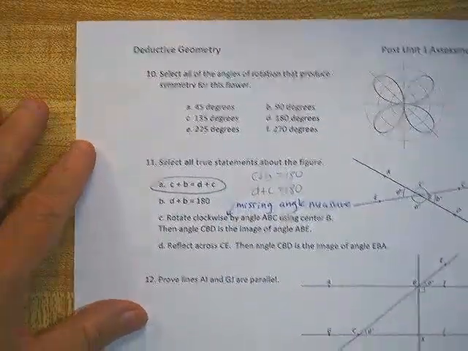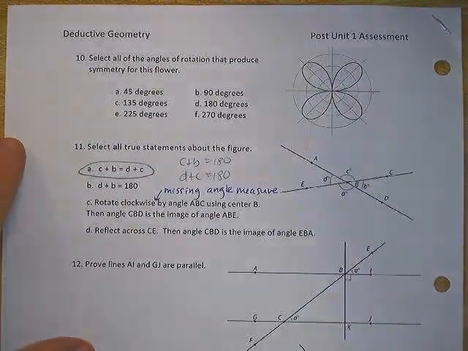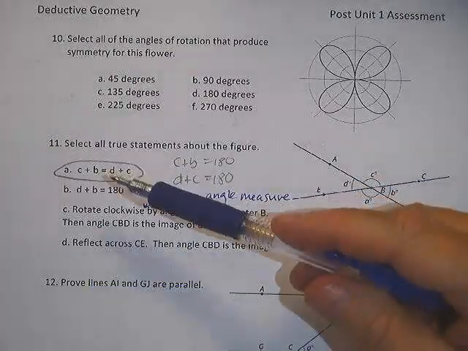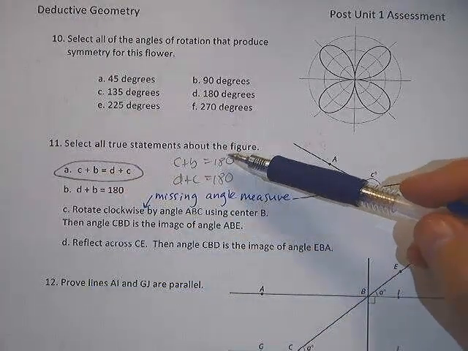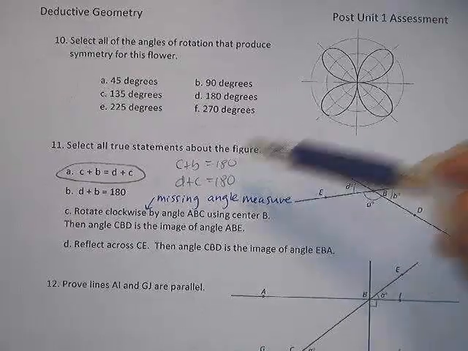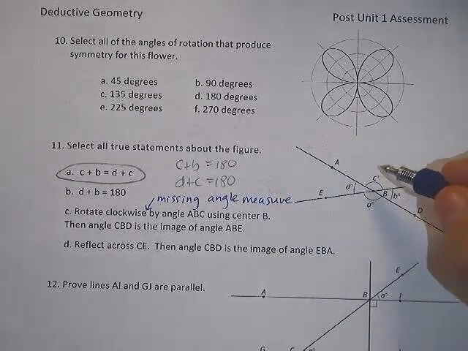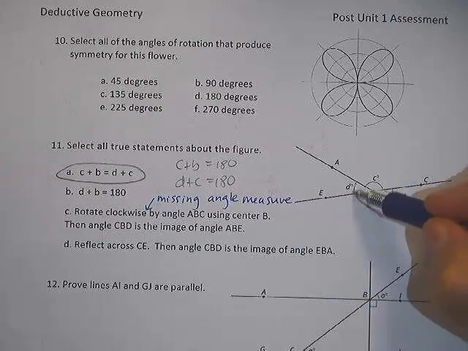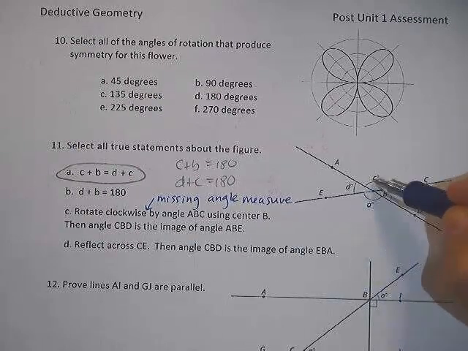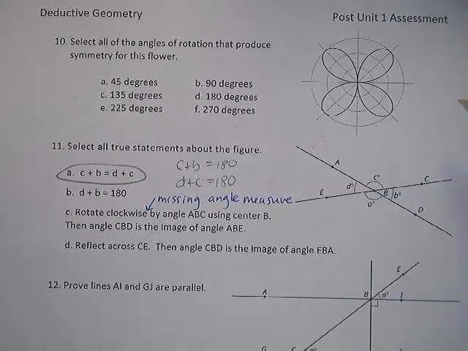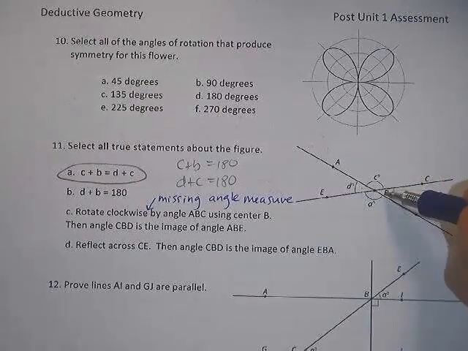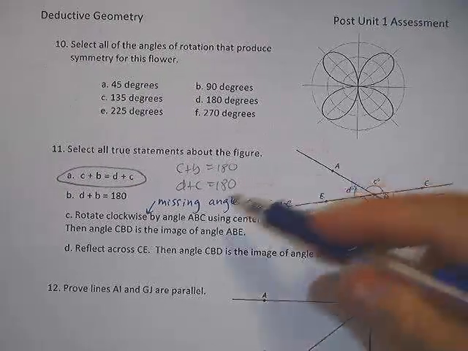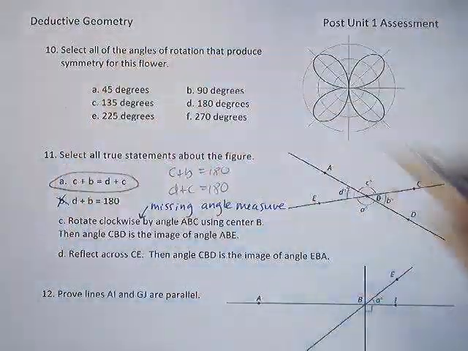And problem 11, I went ahead and answered this one. So letter A does work because the angle of C plus B equals 180. It's basically creating this half a circle here, and then D plus C is creating this half a circle. D plus B equals 180. They're not equal to, or they're actually equal to each other. They're vertical angles, so that's why this one is false.